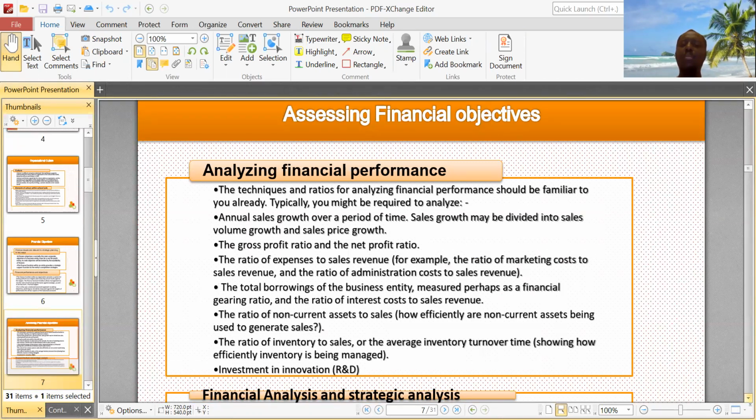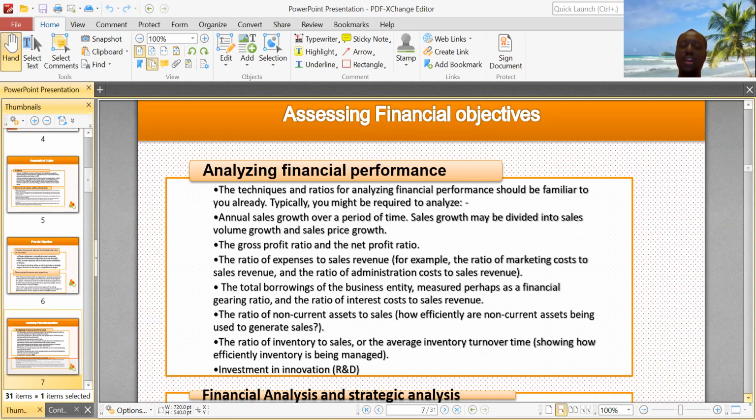They also have the total borrowings of the entity, which could be measured as your financial gearing ratio, and the ratio of interest cost to sales revenue. So gearing, as we always know, the formula is debt over equity or debt over debt plus equity. It tells you how much debt, how leveraged, or the amount of debt you have in your capital structure.